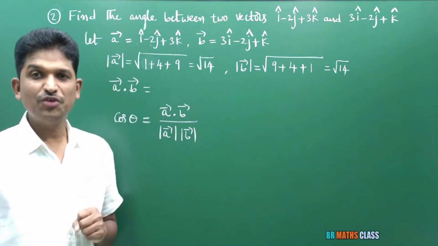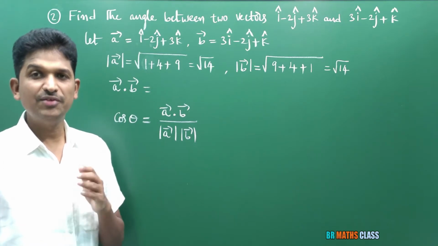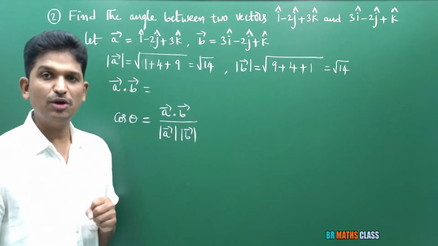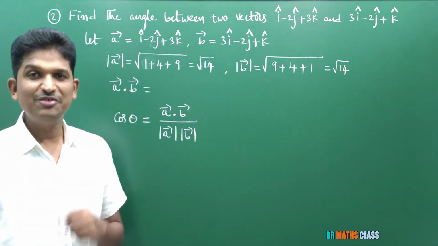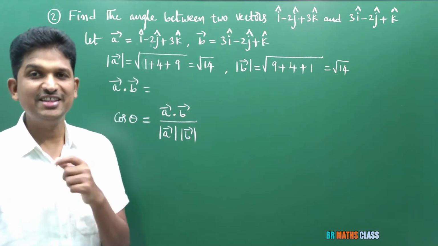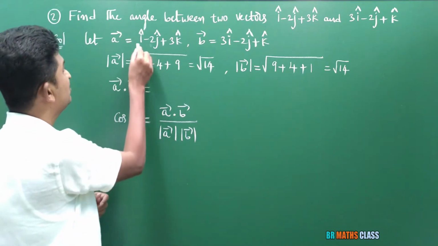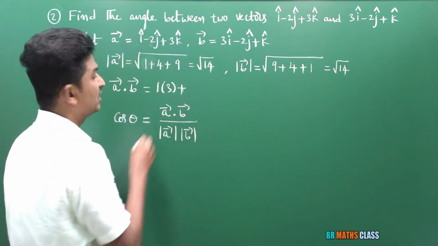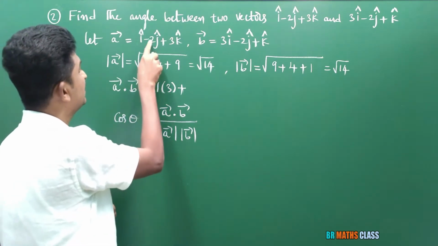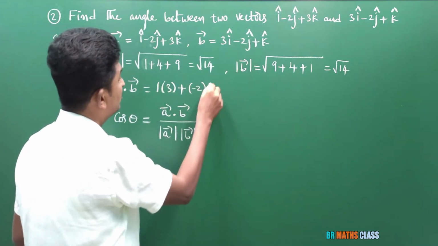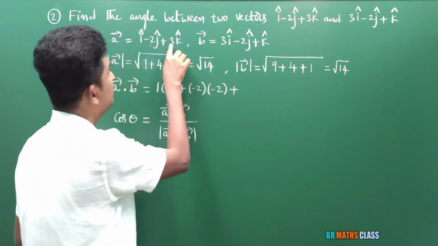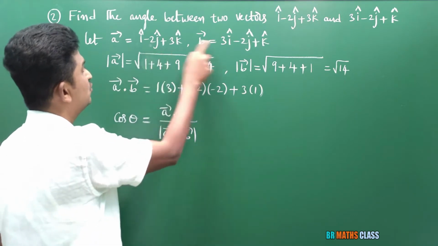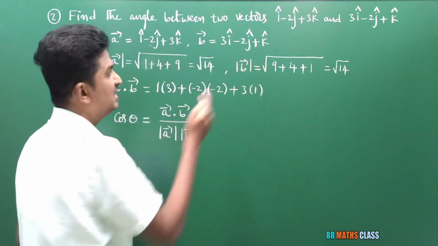You learned 15 formulas, right? In those 15 formulas, when A bar B bar are given, to calculate A bar dot B bar, we have a formula. That formula is A1 B1 plus A2 B2 plus A3 B3. Here, what is A1 B1? See here, 1 into 3. A1 B1, plus A2 B2. Here minus 2 is there. Minus 2 into minus 2. Plus A3 B3, 3 into 1. A1 B1 plus A2 B2 plus A3 B3.